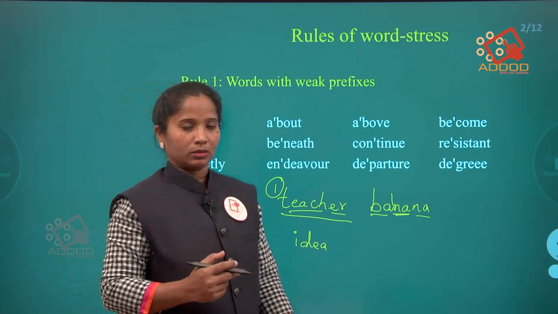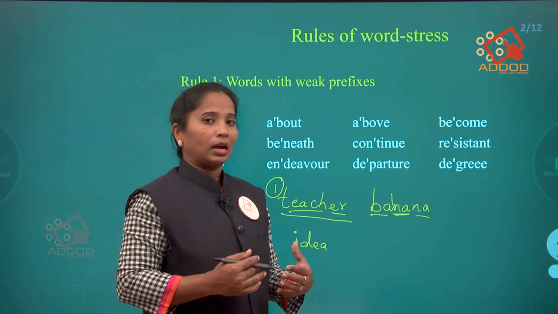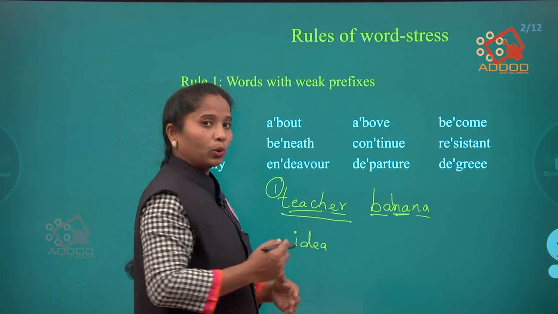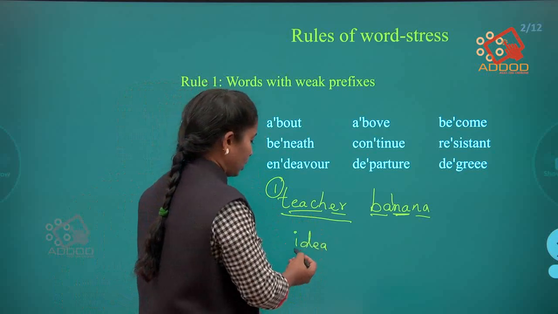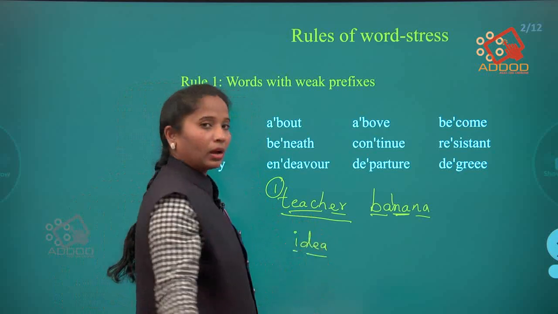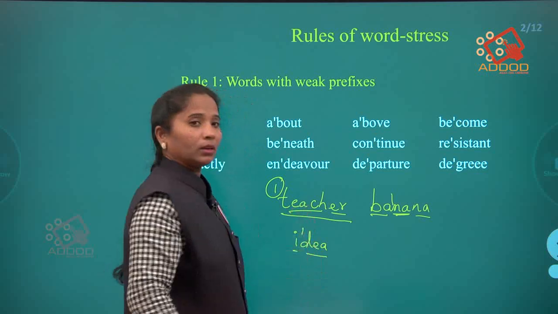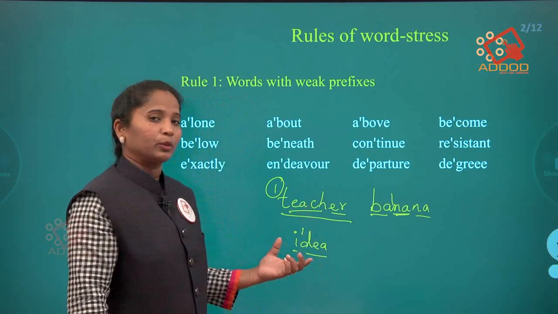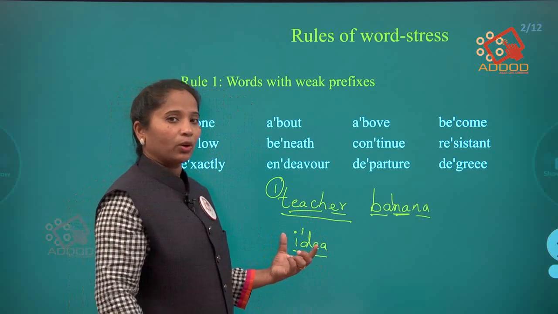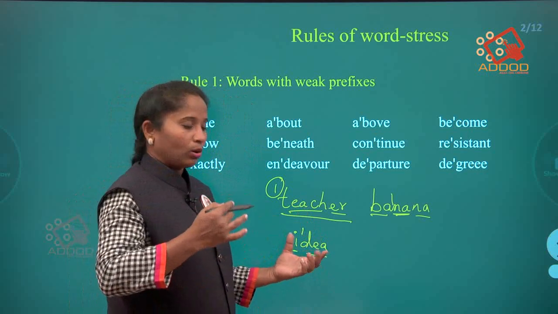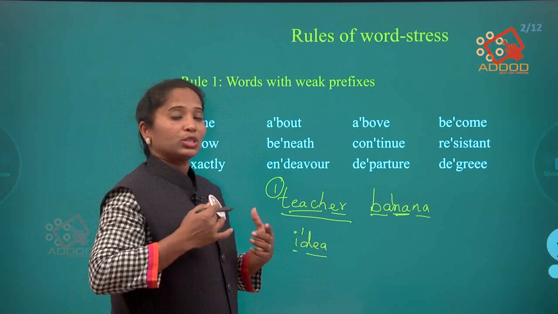For example, another word, idea. How do you pronounce this? The correct way of pronunciation of idea is that you have to stress the second syllable. So we have 2 syllables here, idea. On the second syllable you have to stress. How do you pronounce this? Idea. On the second syllable you have to stress.